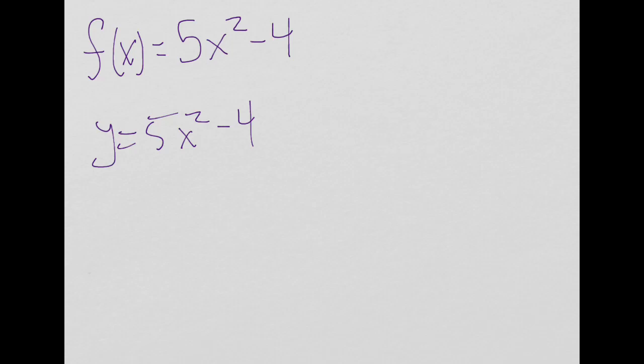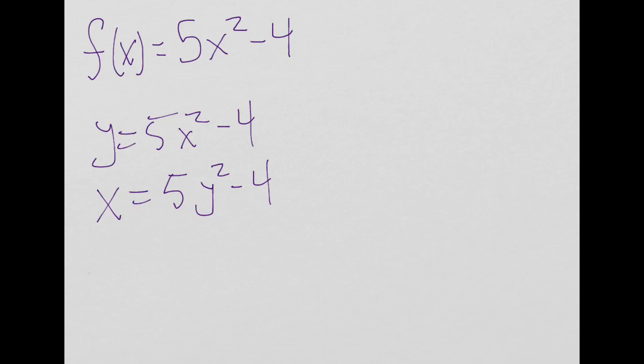Now swap our x and y values so we get x equals 5y squared minus 4. Literally just swapped x and y. Didn't change anything else about my function. Now, at this point, this function does represent the inverse, but we need to solve it for y. So just follow the order of operations in reverse.